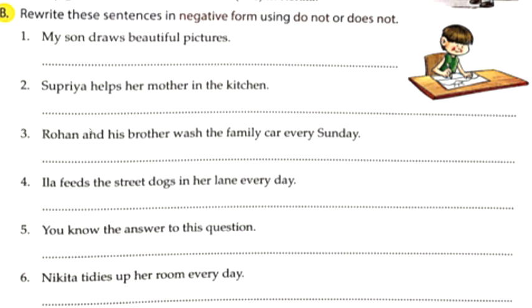Next, Rohan and his brother wash the family car every Sunday. So the answer, Rohan and his brother. How many people are there? Yes, there are 2 people. Rohan and his brother. So now they become singular, plural. They are more than 1, 2. So they are plural subjects.